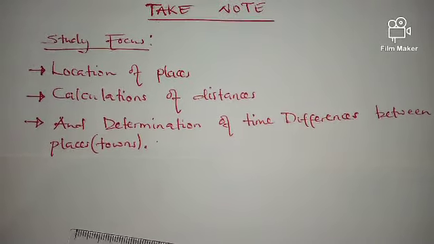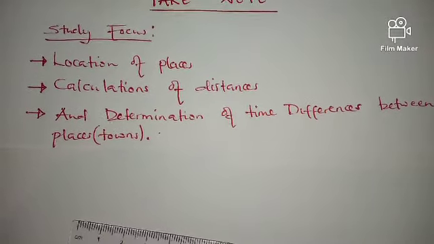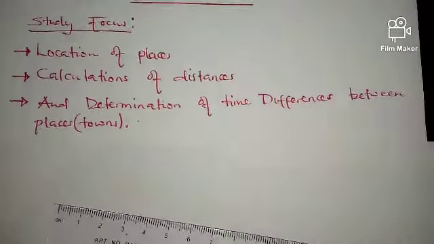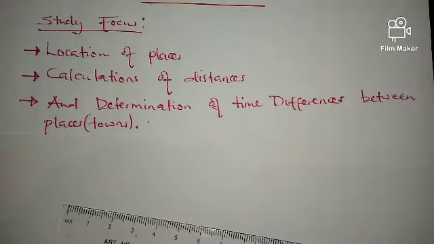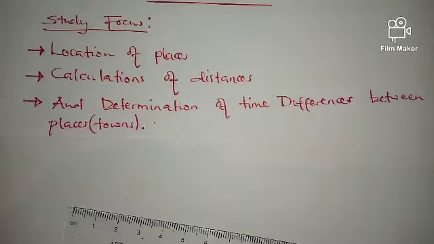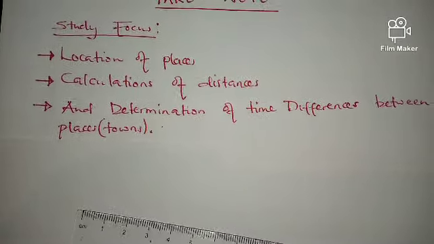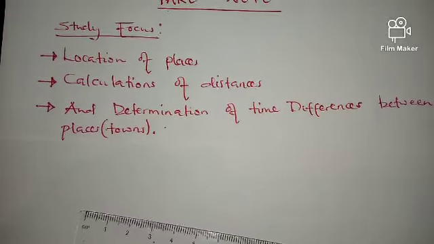In the study of Earth geometry, we are going to be concerned with the following 3 things. 1, the location of places. 2, the calculation of distances. And 3, the determination of time differences between places on the Earth's surface.